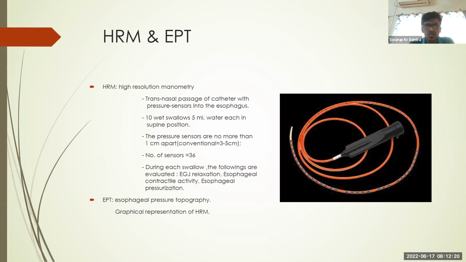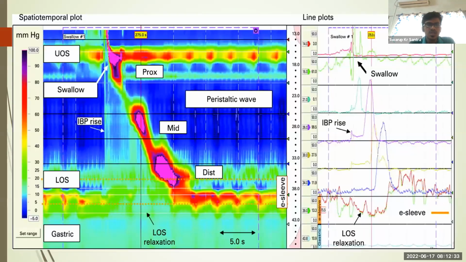When this whole high resolution manometry is depicted in a graphical representation, it is called esophageal pressure topography or EPT. In this EPT, we can see the upper esophageal sphincter with higher resting pressure, and over here the lower esophageal sphincter. The x-axis is the esophageal length, and over here this is time.